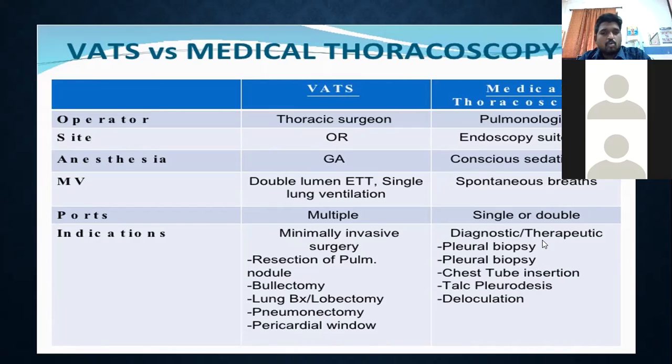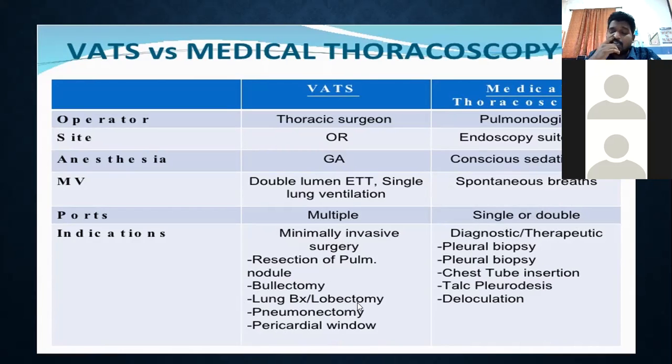Whereas medical thoracoscopy is usually a single port thoracoscopy, as we do a port for ICD insertion, the same thing, a single port. Sometimes we may create a double port also, that I am going to show you in my videos. These are the common indications for VATS. Usually it is a minimally invasive surgery. You can do a resection of a pulmonary nodule for evaluation of malignancy. When you see a bulla, you can do a bullectomy. You can staple the bulla raw area, and you can close the leak. And we can do a lung biopsy and lobectomy.